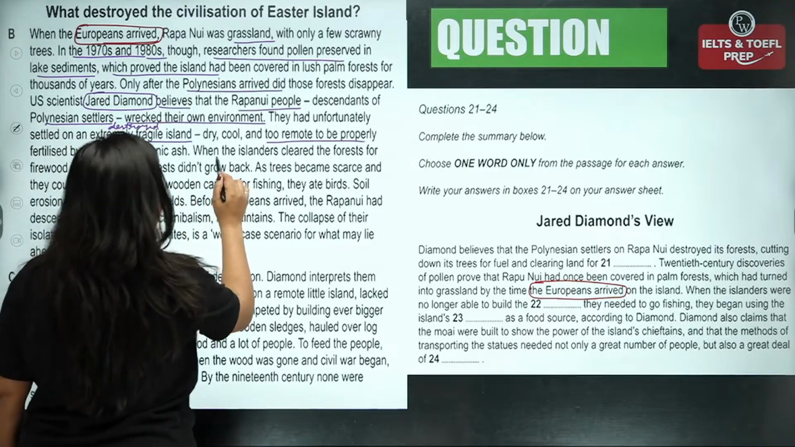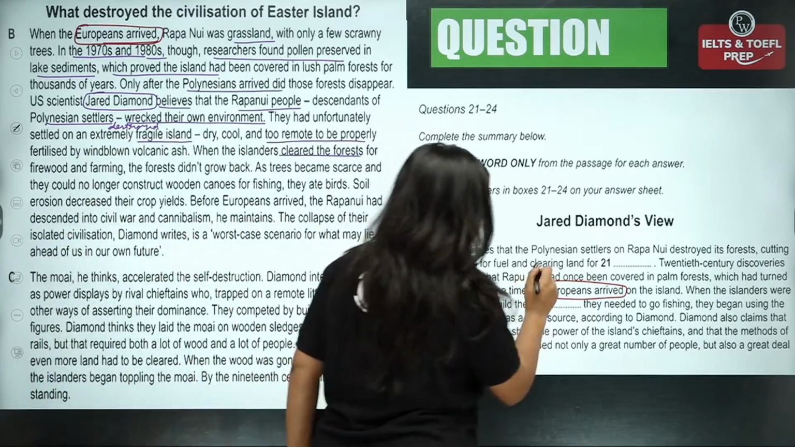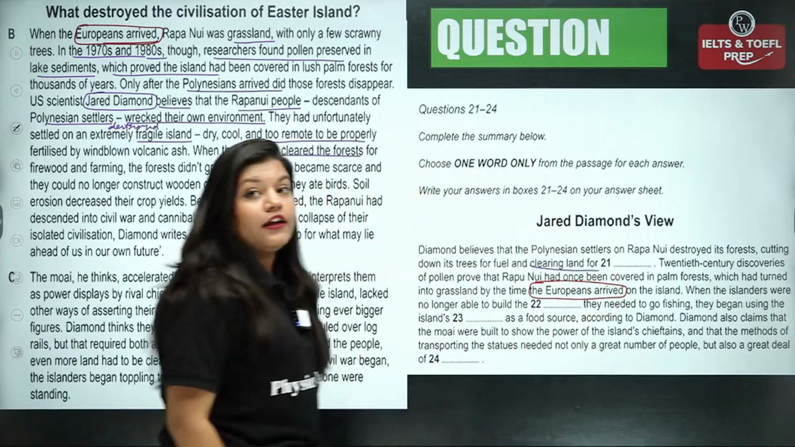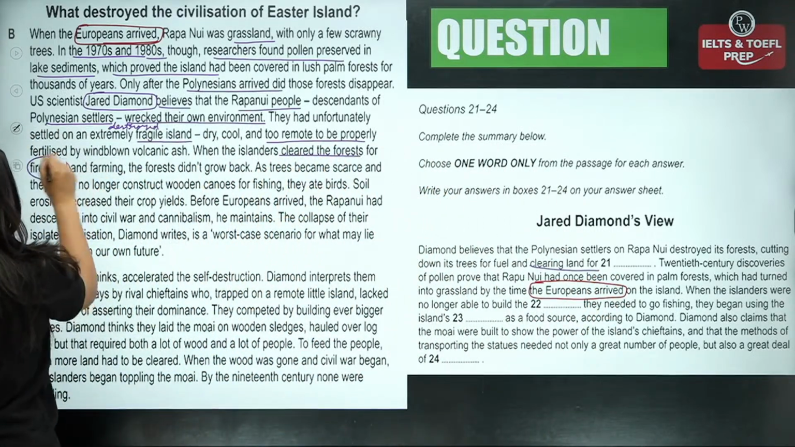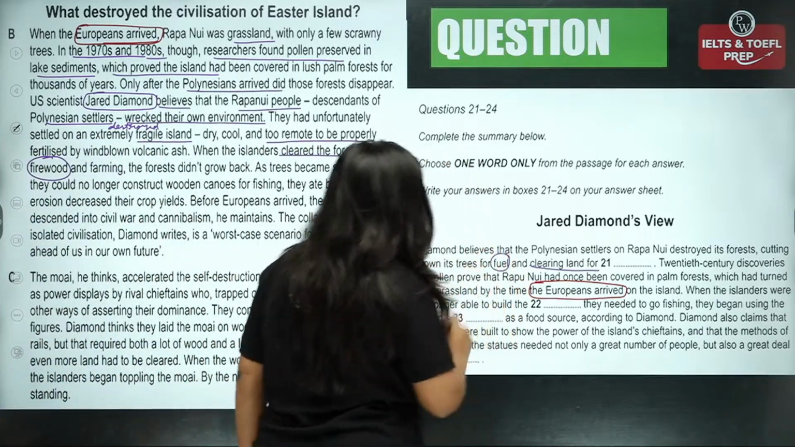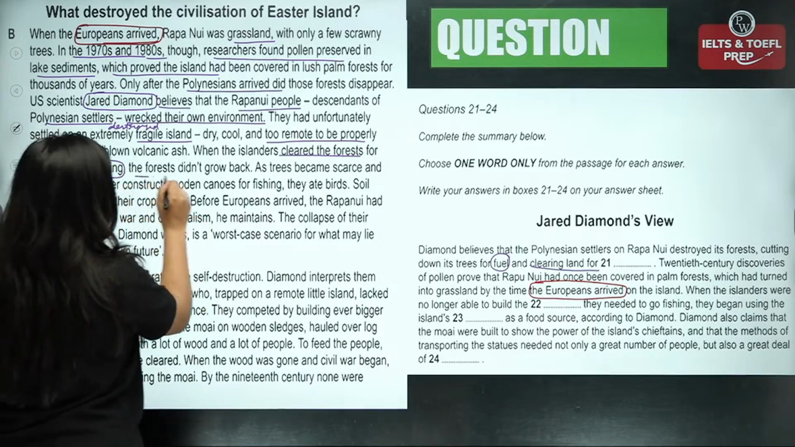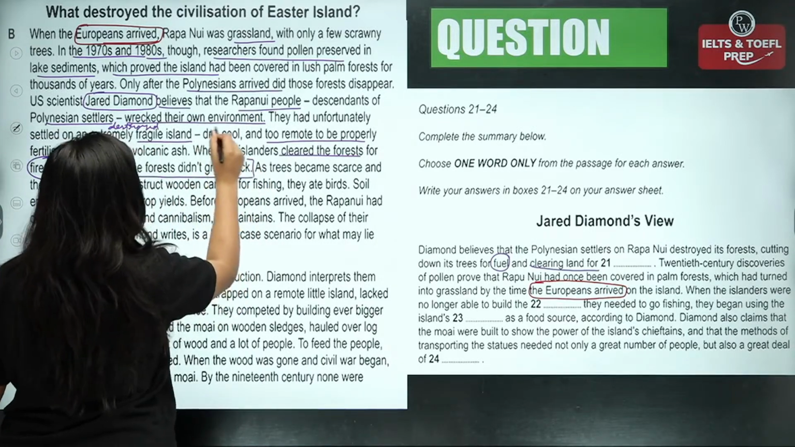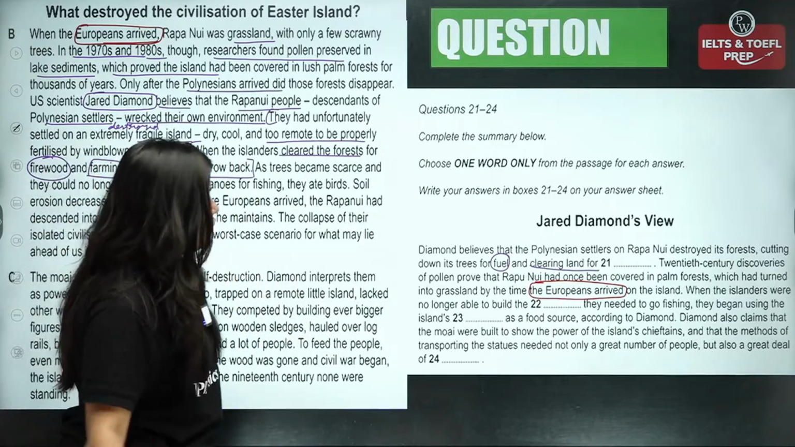When the islanders cleared the forest, are we getting it? Clearing land, clearing forest, both mean the same. Cleared the forest for firewood. Okay, so they cleared the forest for firewood and farming. Okay, the forest didn't grow back. Now from here to here you're going to find your response.